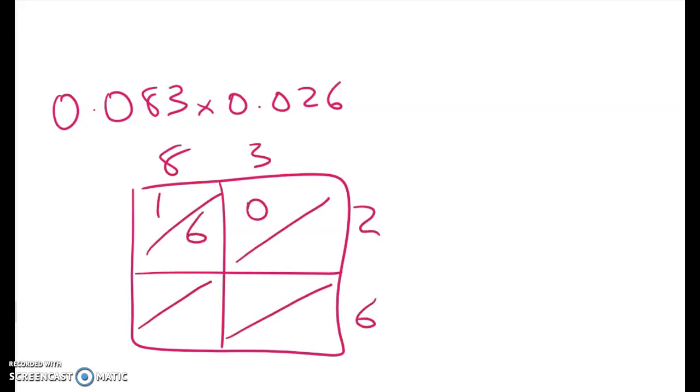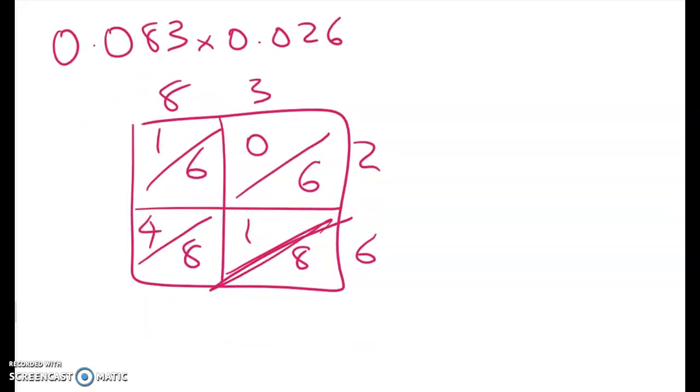8 2s is 16, 3 2s is 6. 8 6s is 48, is that right? 8 6s is 48, yep, 3 6s is 18. Now we add them up. So here we get 8, here we get 15, we carry the 1, here we get 11, carry the 1, and here we get 2.